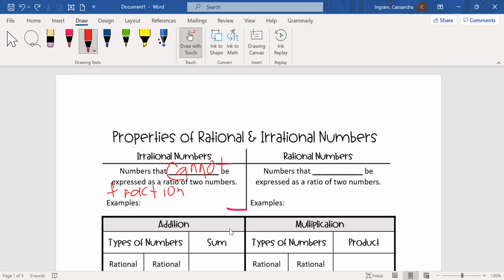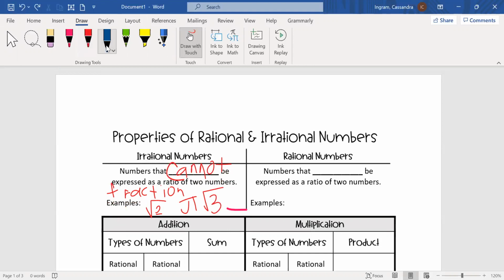Some examples of irrational numbers are numbers that are imperfect squares, meaning the square root of 2. Or pi is a really good irrational number. The square root of 3 is not a perfect square, so that's a good irrational number.